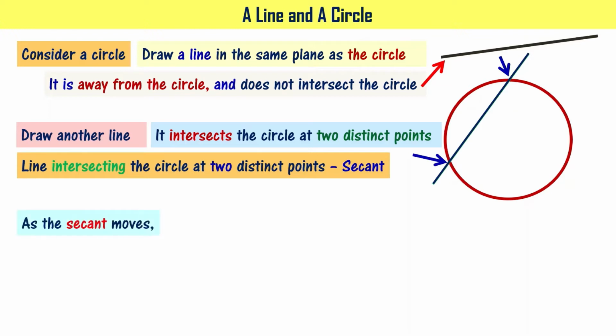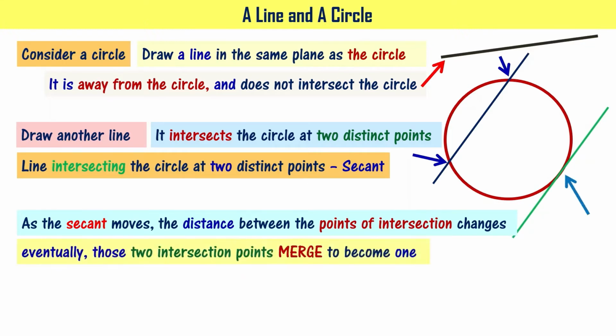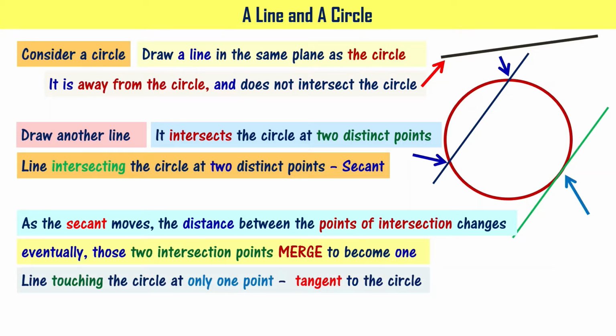As the secant moves, as shown here, the distance between the points of intersection changes, right? And eventually those two intersection points are merging together to become one point. That is shown using arrow here, right? A line touching the circle at only one point is called tangent to the circle.